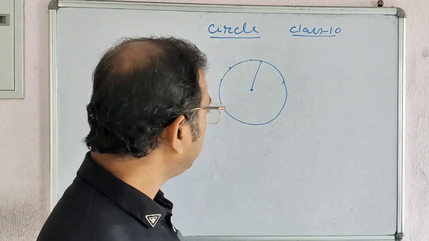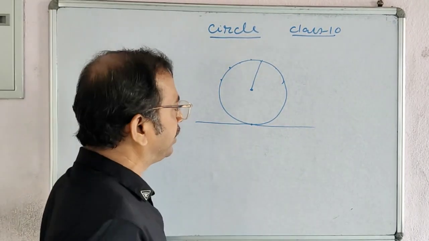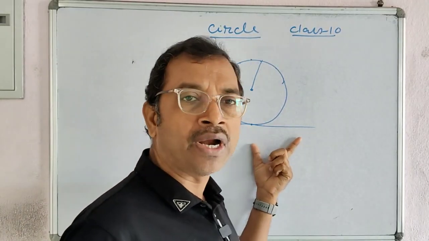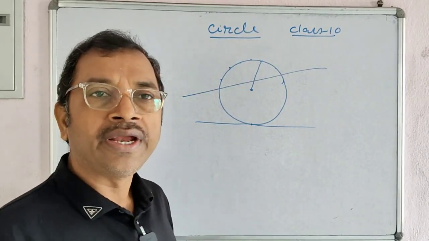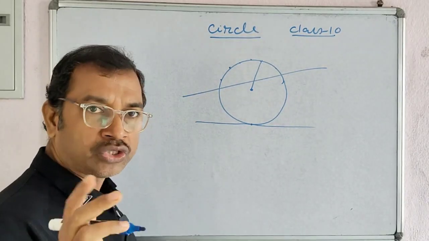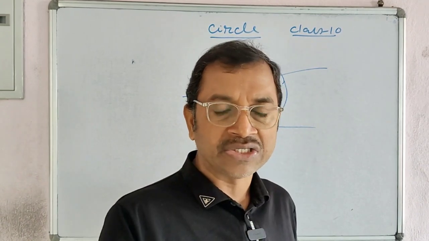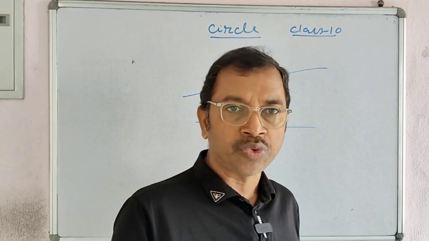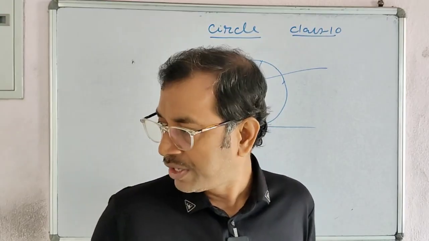What is tangent? If a line touches the circle at a point, this line is called what? Tangent. If a line passes through the circle, it is called what? Secant. Okay, so two theorems are here in your class 10. One is radius and tangent are always perpendicular to each other at the point of contact. Another theorem is what? From an external point we can draw two tangents, their lengths are equal.